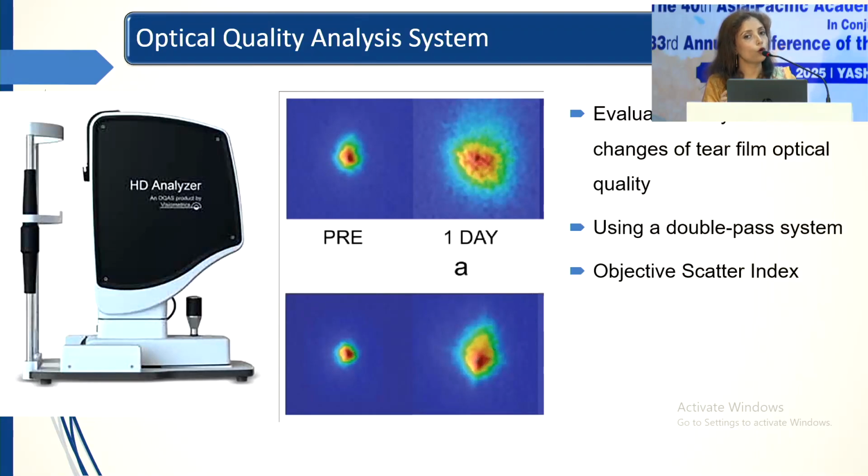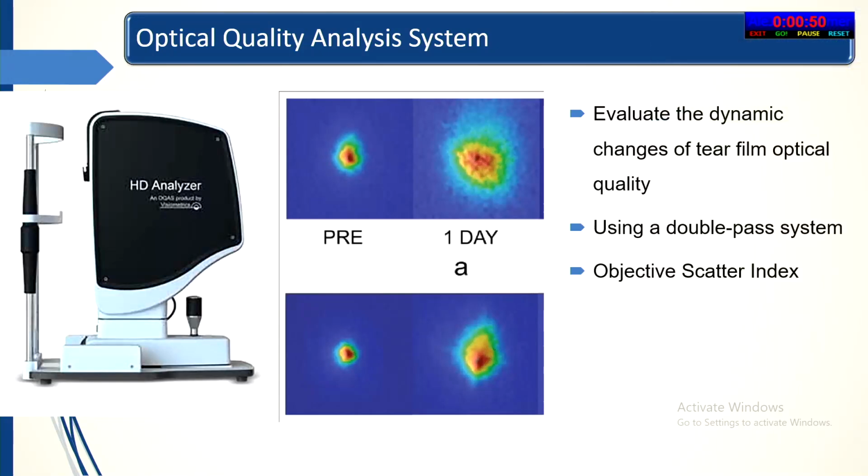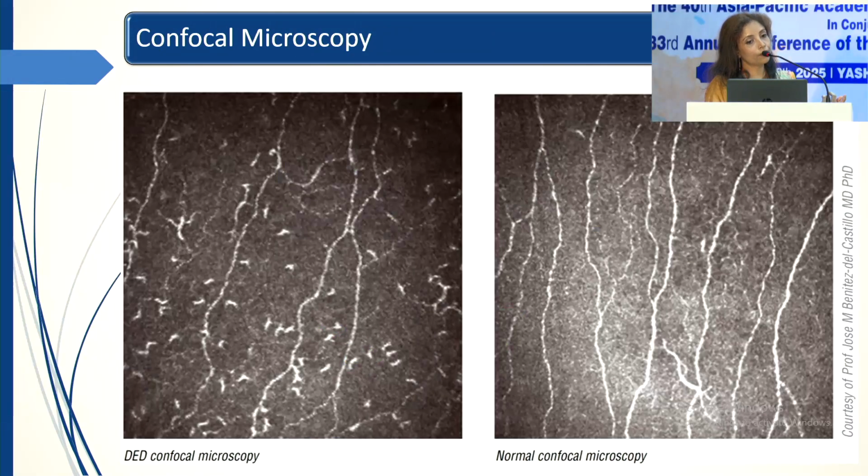Another recent advance is this optical quality analysis system. The tear film optics actually also affects how we see. What this device does is, in between blinks, it measures the scattering of light. The first picture, where it is written pre, is a patient of pre-cataract. Here this is a normal scattering, there is not much scattering. And on the right side, which is day 1 after cataract surgery, the scatter has increased. So this is an abnormal finding. I do not have any personal experience with the last two devices.